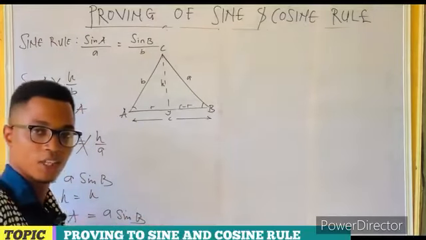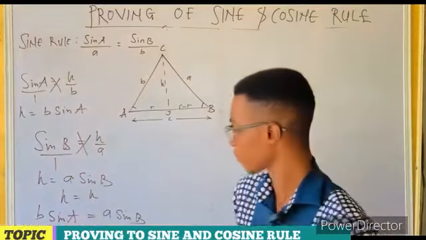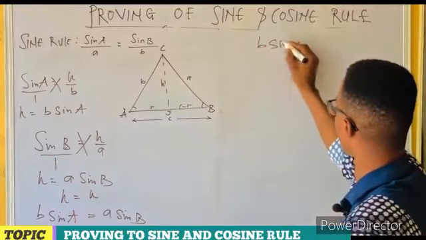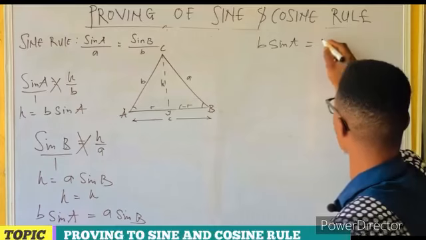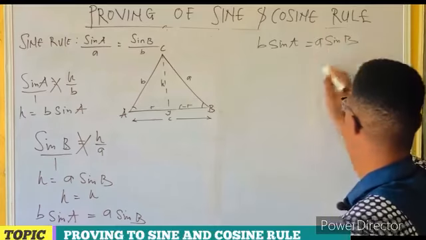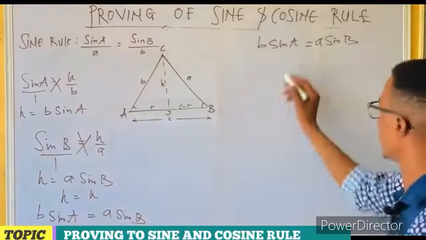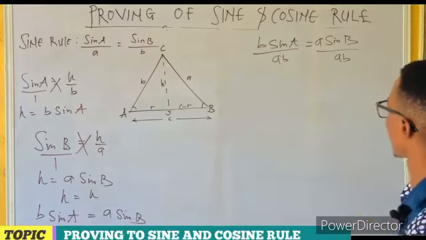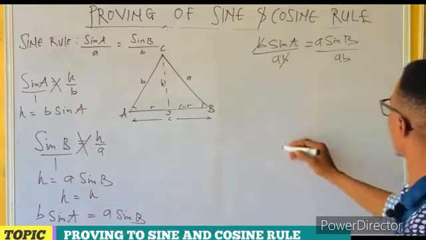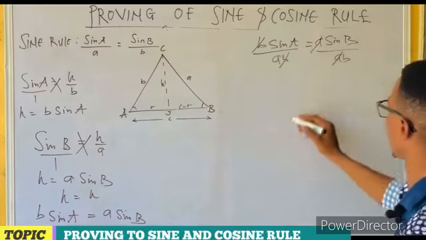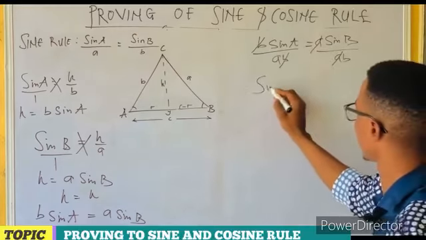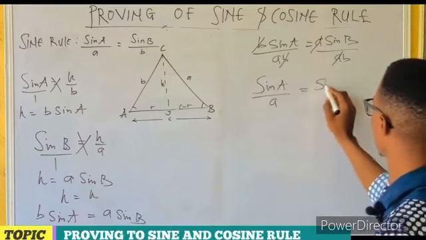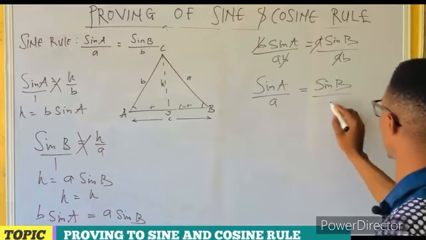The next step is to divide through by ab, where we have b sine A is equals to a sine B. We need to divide through by ab. This cancels this and this cancels this. Therefore, we have sine A over a is equals to sine B over b.